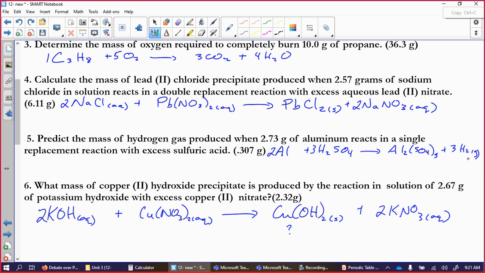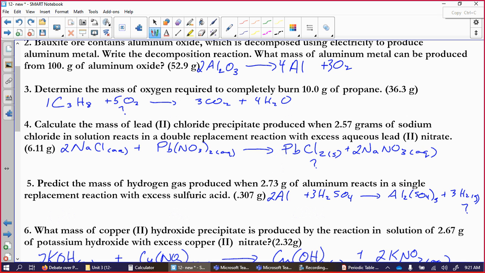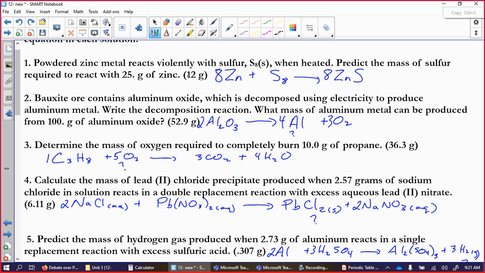Predict the mass of hydrogen gas, you're looking for that. You're looking for that. That. That is what we're looking for. Powdered zinc gas, predict the mass of sulfur required. And that. So if you want to try to practice these, the answers are there.